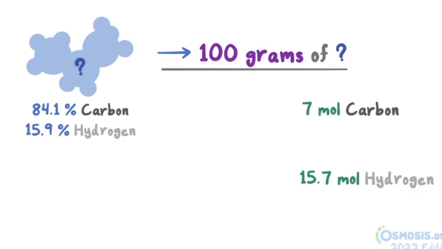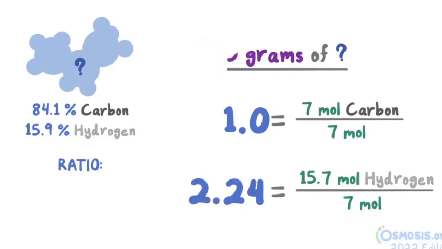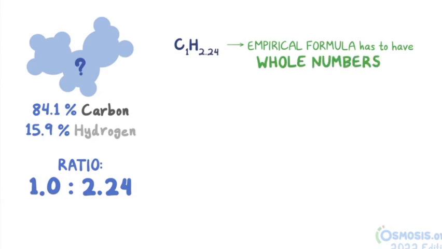We next try to divide all of our numbers by the smallest number in order to figure out the ratio of these 2 elements in our sample. So we divide 7 moles of carbon by 7 moles to get 1.0, and we divide 15.7 moles of hydrogen by 7 moles to get 2.24. At this point, we might be tempted to write that the empirical formula of our unknown compound is C1H2.24, but the empirical formula has to have whole numbers as the subscripts.